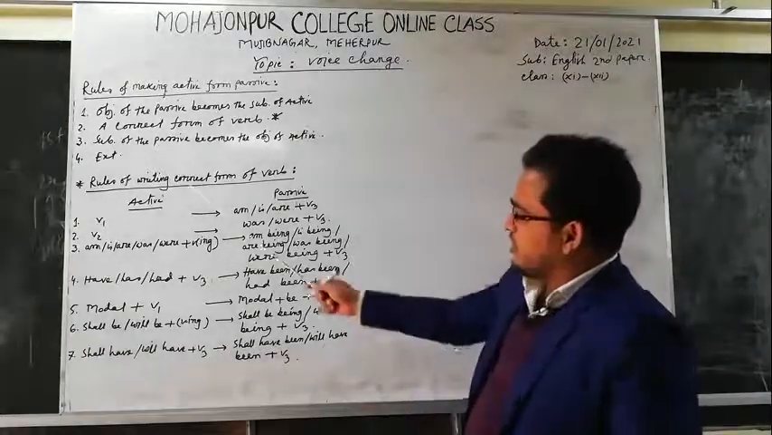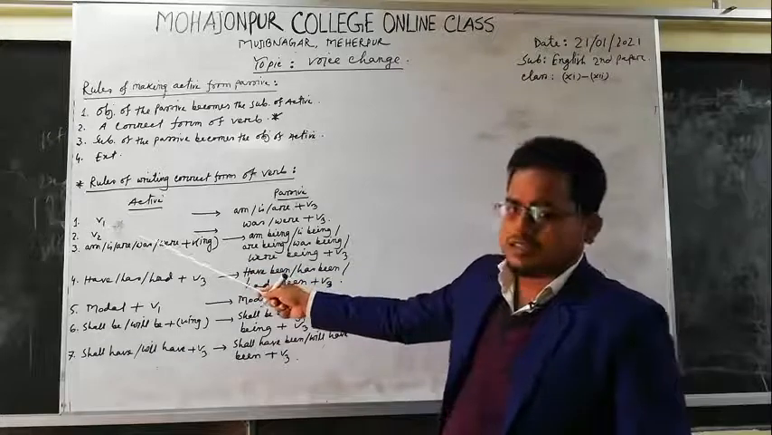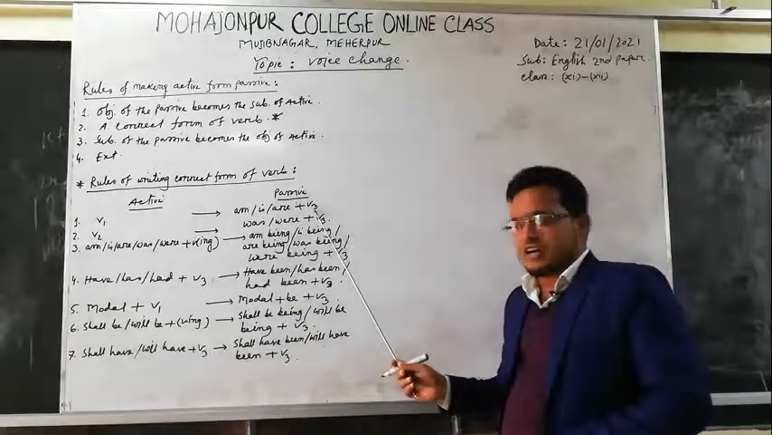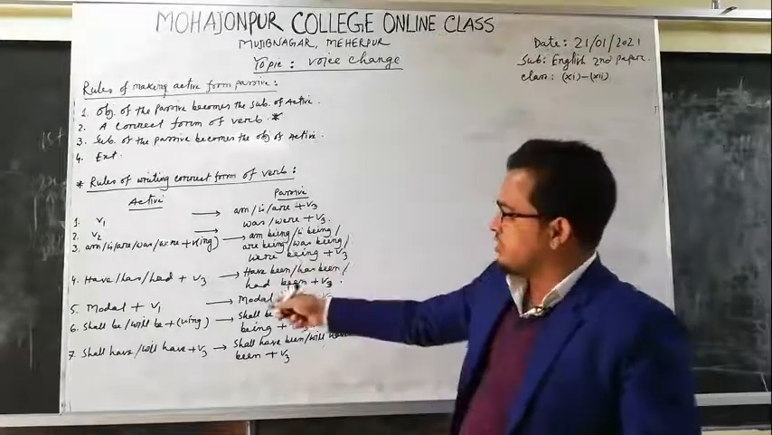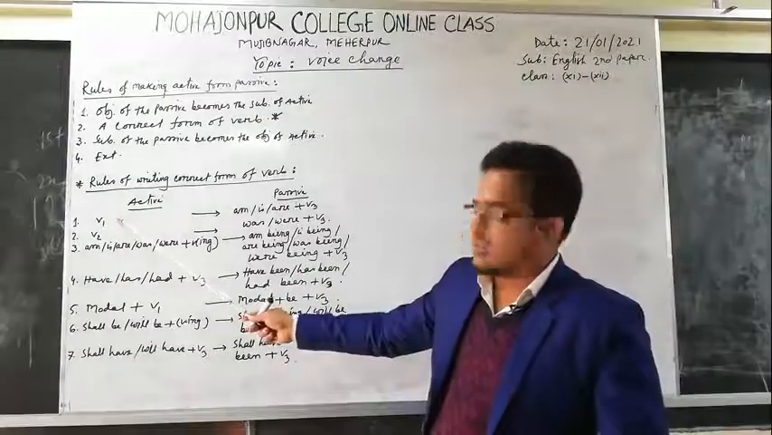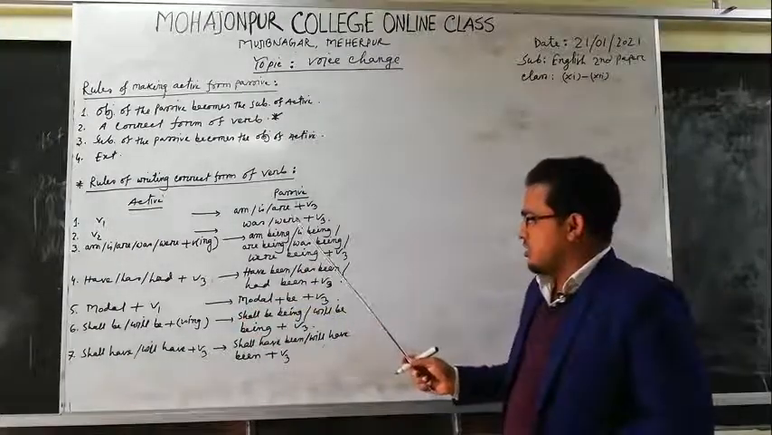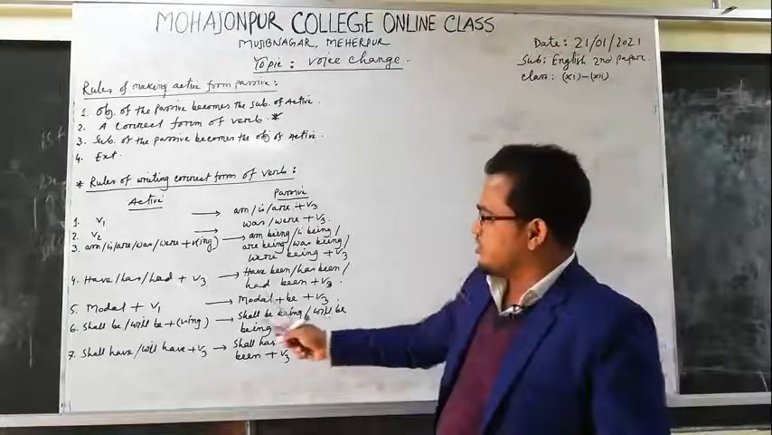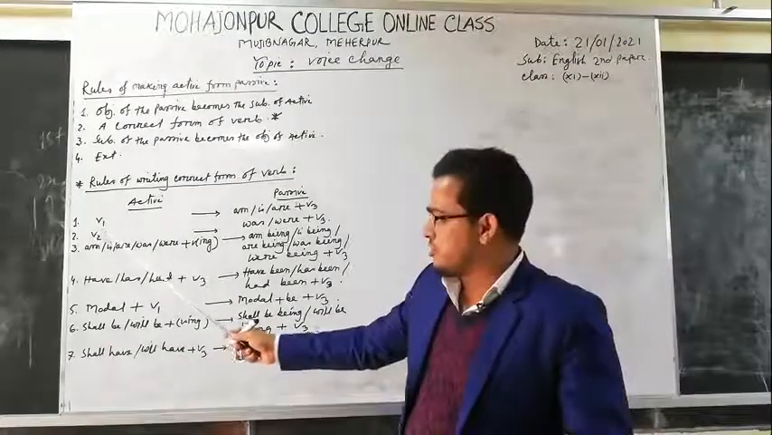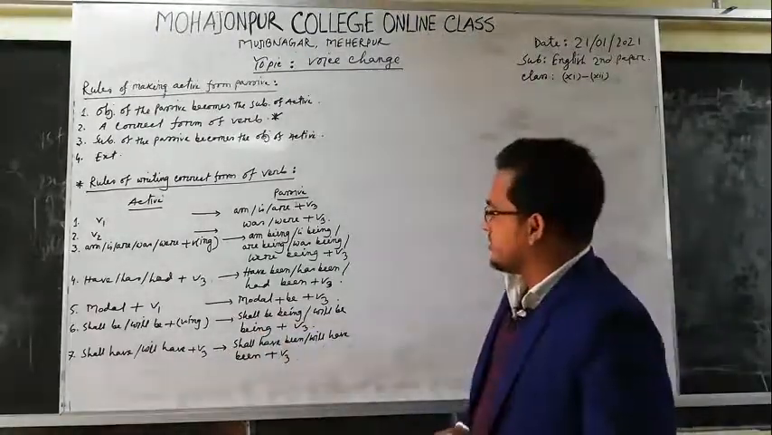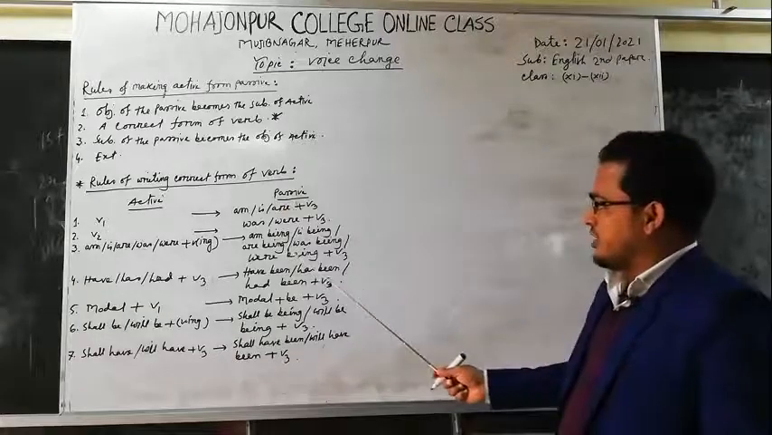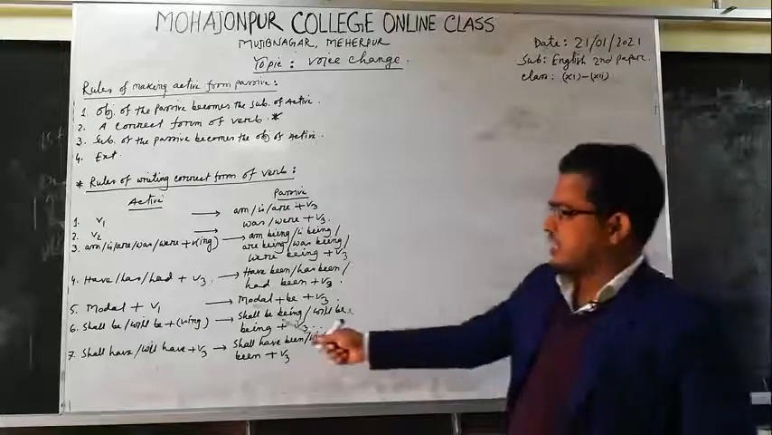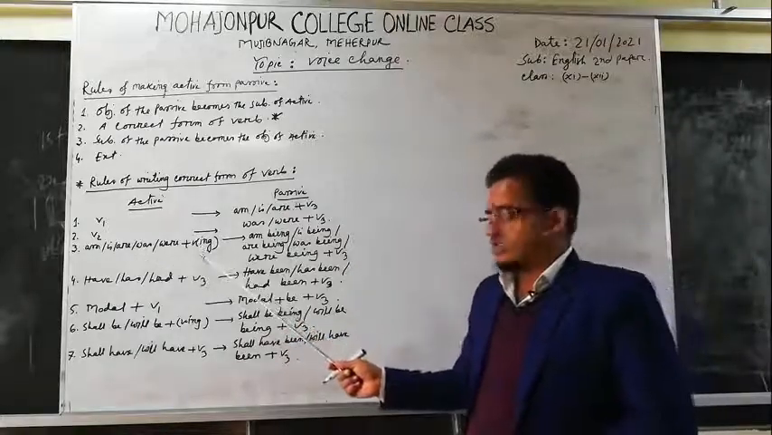Dear students, number 1, V1, that means present form of the verb. If there is am, is, are and past participle form of verb in passive voice, then it will be present form of verb. And if there is was or were and past participle form of the verb in the passive, then it will be past form of verb, V2. And if there is am being, is being, are being, was being, were being and past participle form of verb, then it will be am, is, are, was, were and ing form of verb.